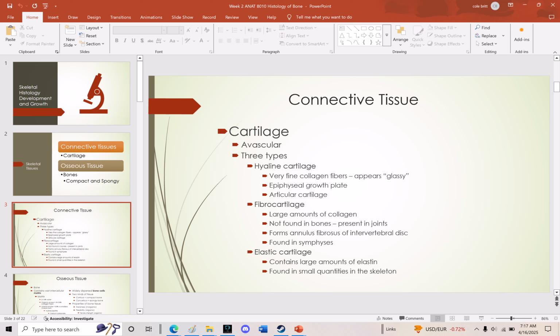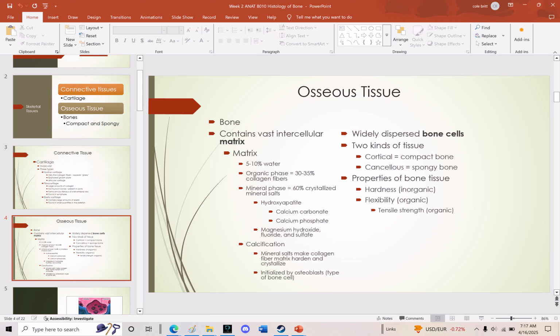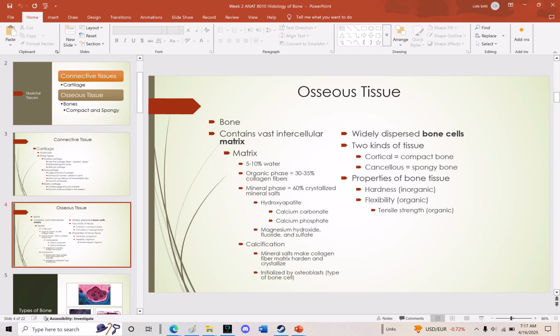Now, osseous tissue contains a pretty complicated intracellular matrix. It's made up of about 5 to 10% water.